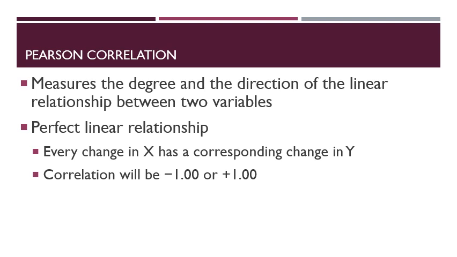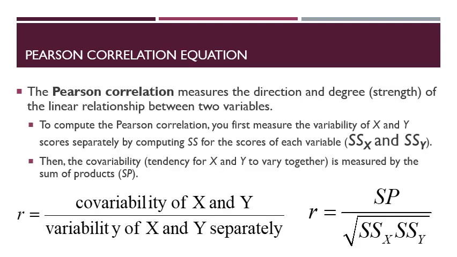Let's look at Pearson correlations. This is when we measure the degree and the direction of the linear relationship between the two variables. Again, as we talked about, in a perfect linear relationship, every change in x has a corresponding change in y. And correlations will go all the way down to -1, all the way up to +1. The Pearson correlation measures the direction and the degree, or the strength, of the relationship.